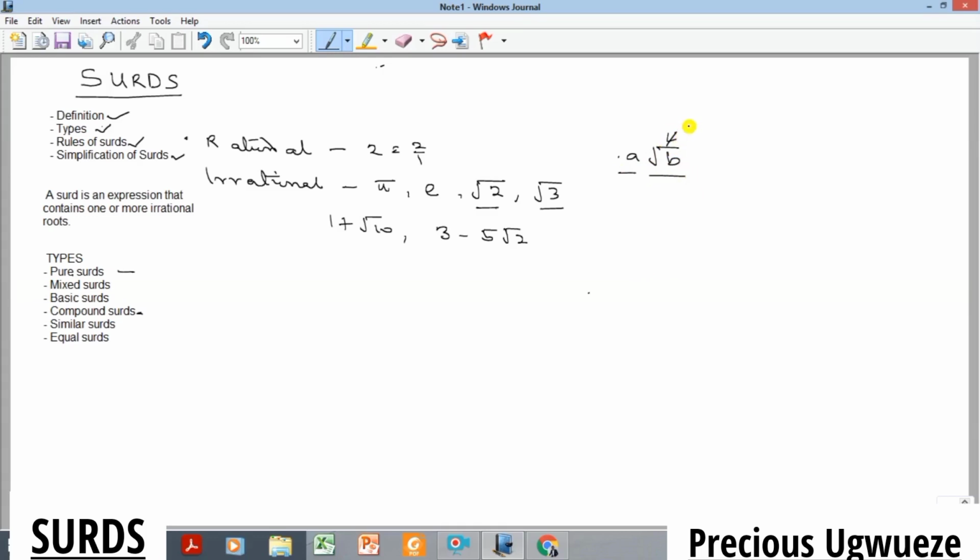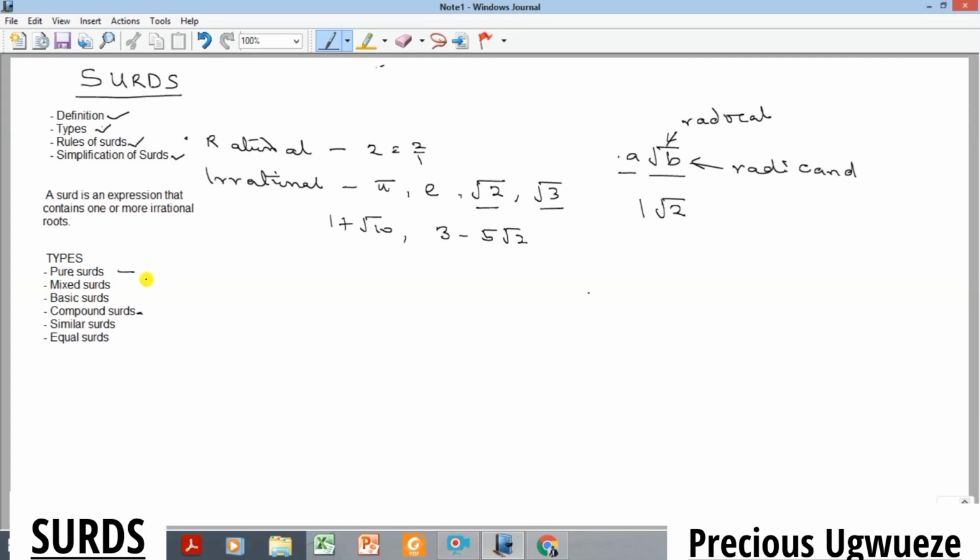Remember that this root is called the radical, while this B, the number under the root, is called the radicand. Okay, so now when you have a single surd like root 2, for instance, one will be asking, what is the value of A? Of course, you know that A is the coefficient of root 2 here, which is 1, and in this case our B is 2.